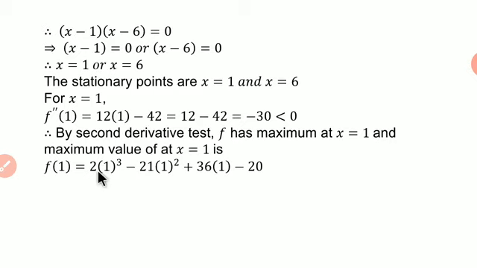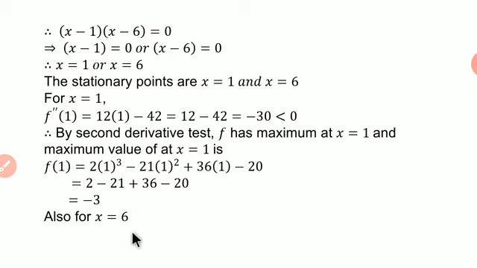It is equal to 2 multiplied by 1 cube minus 21 multiplied by 1 square plus 36 into 1 minus 20. It is equal to 2 minus 21 plus 36 minus 20. It is equal to minus 3. That means the maximum value of the function is minus 3.